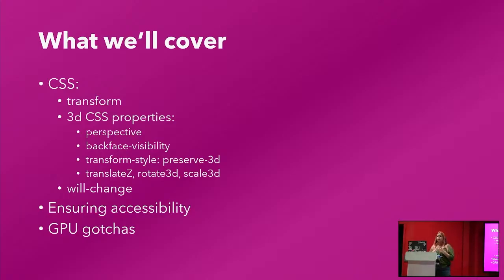We'll talk about perspective, a property called backface-visibility, transform-style: preserve-3d, translateZ, rotate3d, and scale3d. So we're going to briefly touch on those, and then I'll show you how to make a flippable card, and then we'll talk about ensuring accessibility as you're building out these 3D components, and then we'll go over some gotchas for the GPU, and just kind of things to know as you're building, whether it's with CSS animations or 3D CSS.